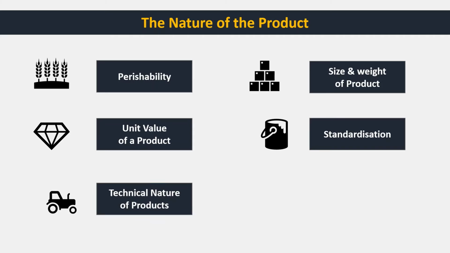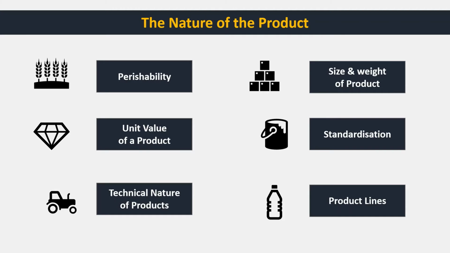Technical nature of products. Industrial products such as tractors or cranes, which are highly technical in nature, are usually distributed directly to the industrial users and take lesser time and adopt shorter channel of distribution. Product lines. A manufacturer producing different products in the same line sells directly or through retailers. However, a manufacturer dealing only in one item are more likely to appoint selling agents, wholesalers and retailers for selling the product. For example, sriracha sauce.